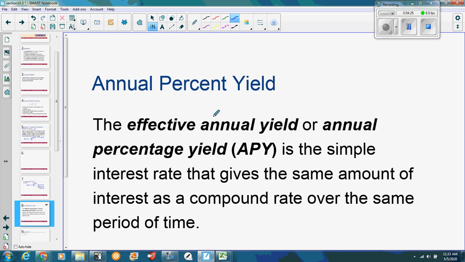Okay, annual percent yield. You see that when you take out a loan or something, it gives you one rate and then it gives you the effective annual rate yield or the annual percentage yield. It's a simple interest rate that gives the same amount of interest as the compound rate over a certain period of time.